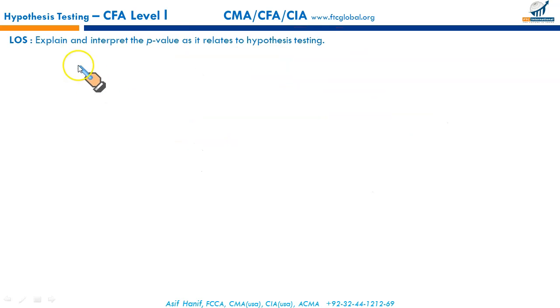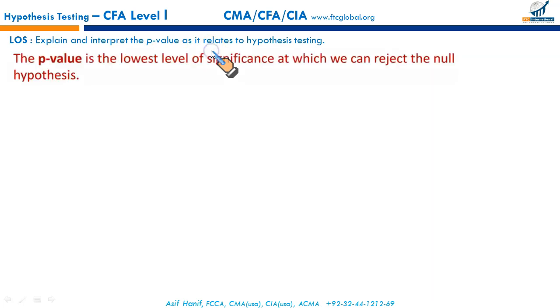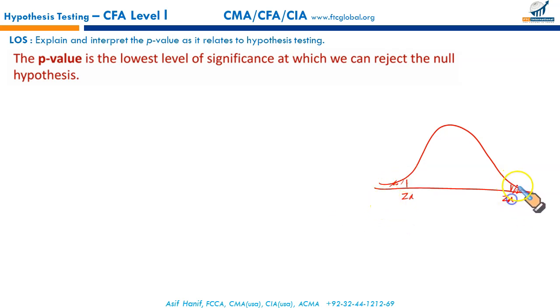Your next LOS is explain and interpret the p-value as it relates to hypothesis testing. What basically is the p-value? The p-value is the lowest level of significance at which we can reject the null hypothesis. Now, how does it look? Let's say this is your normal distribution. So this region here, the area, let's say this is denoted by Z alpha. So the area to the left of Z alpha is the p-value, if this is a left-tail test. Or if it's a right-tail test, let's say this is Z alpha.